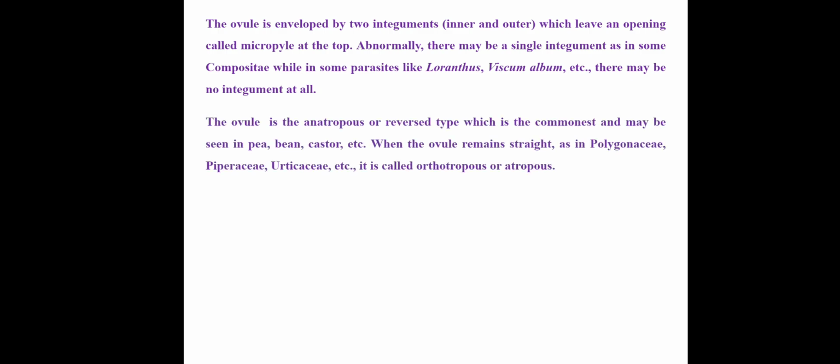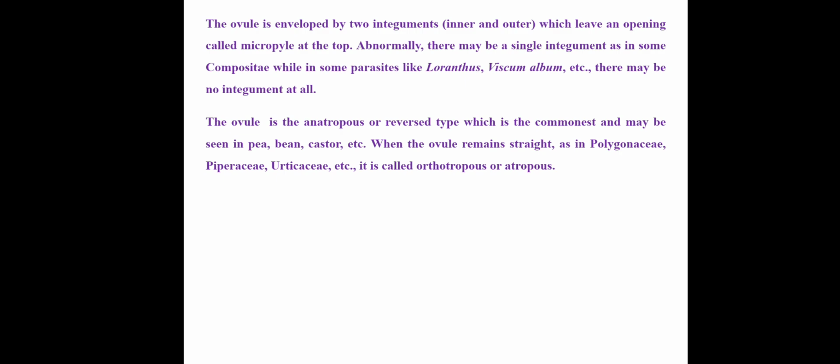The ovule is enveloped by two coverings known as integuments. The outer one is the outer integument, and the other is the inner, which have an opening called the micropyle at the top. Abnormally, there may be a single integument, as is present in Compositae, while in some parasites like Loranthus or Viscum, there may be no integument.